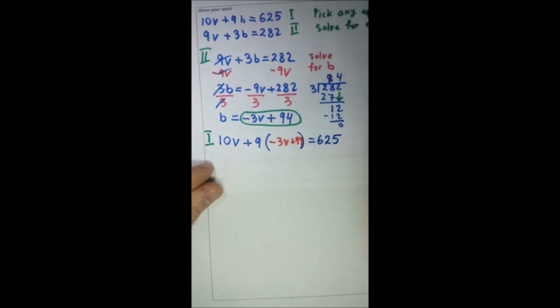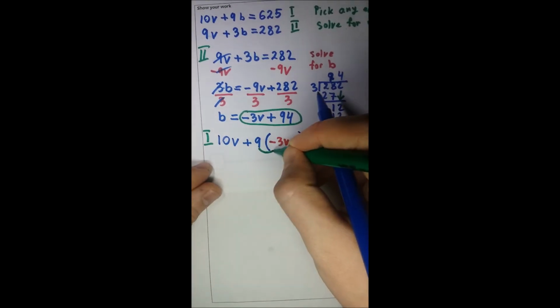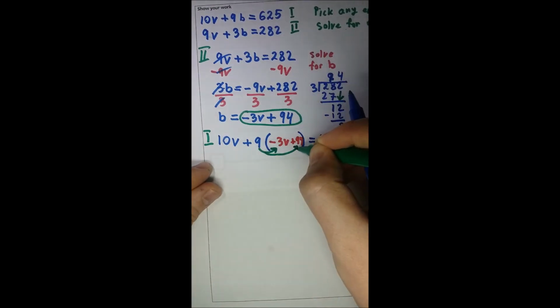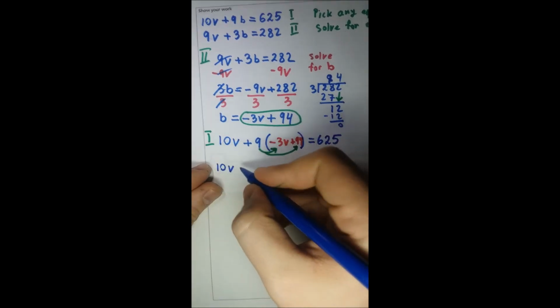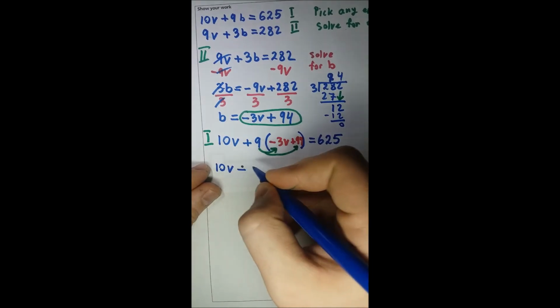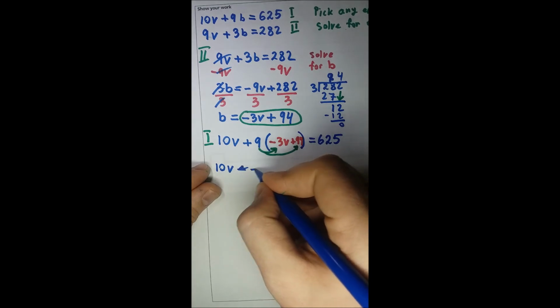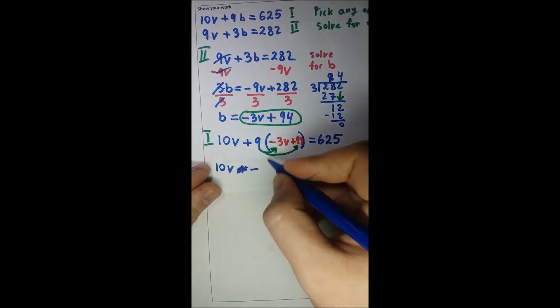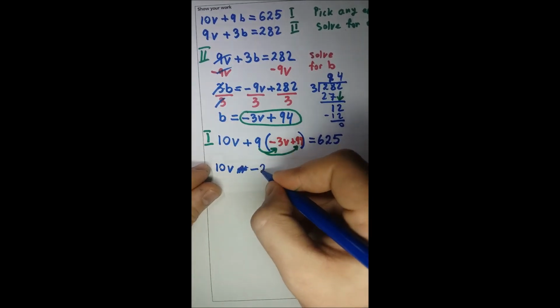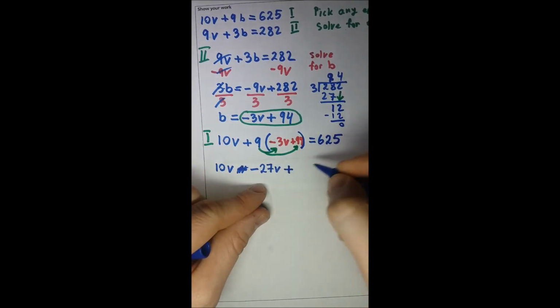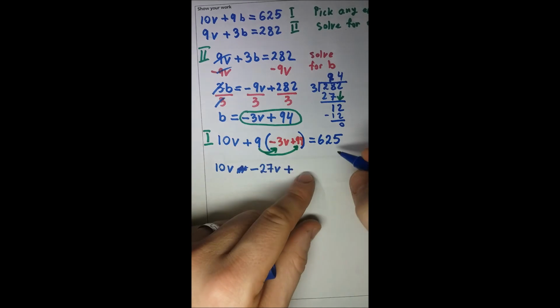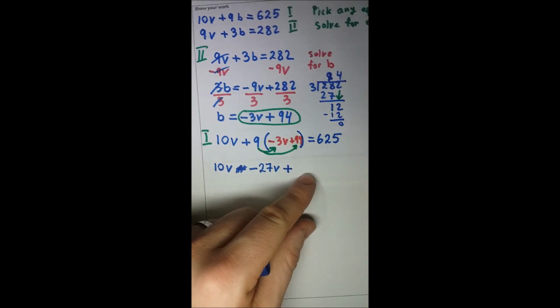Now, we need to distribute, okay? We're distributing positive 9, which is nice, into this parenthesis. So it's going to be 10V minus, see, 10V minus 9 times negative 3 is 27V. Then it's going to be a plus, and 9 times 94, I'm going to write it on the side here, okay?